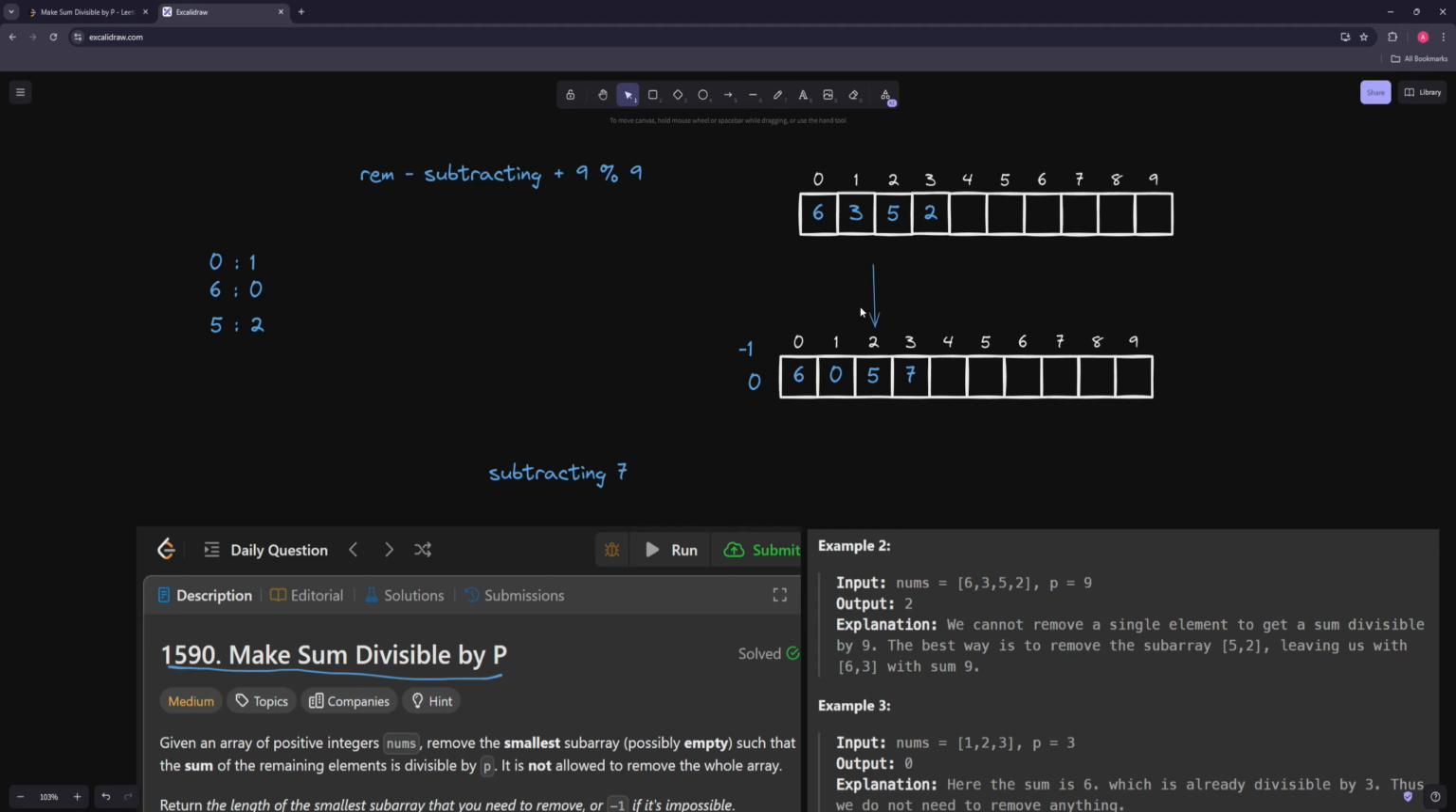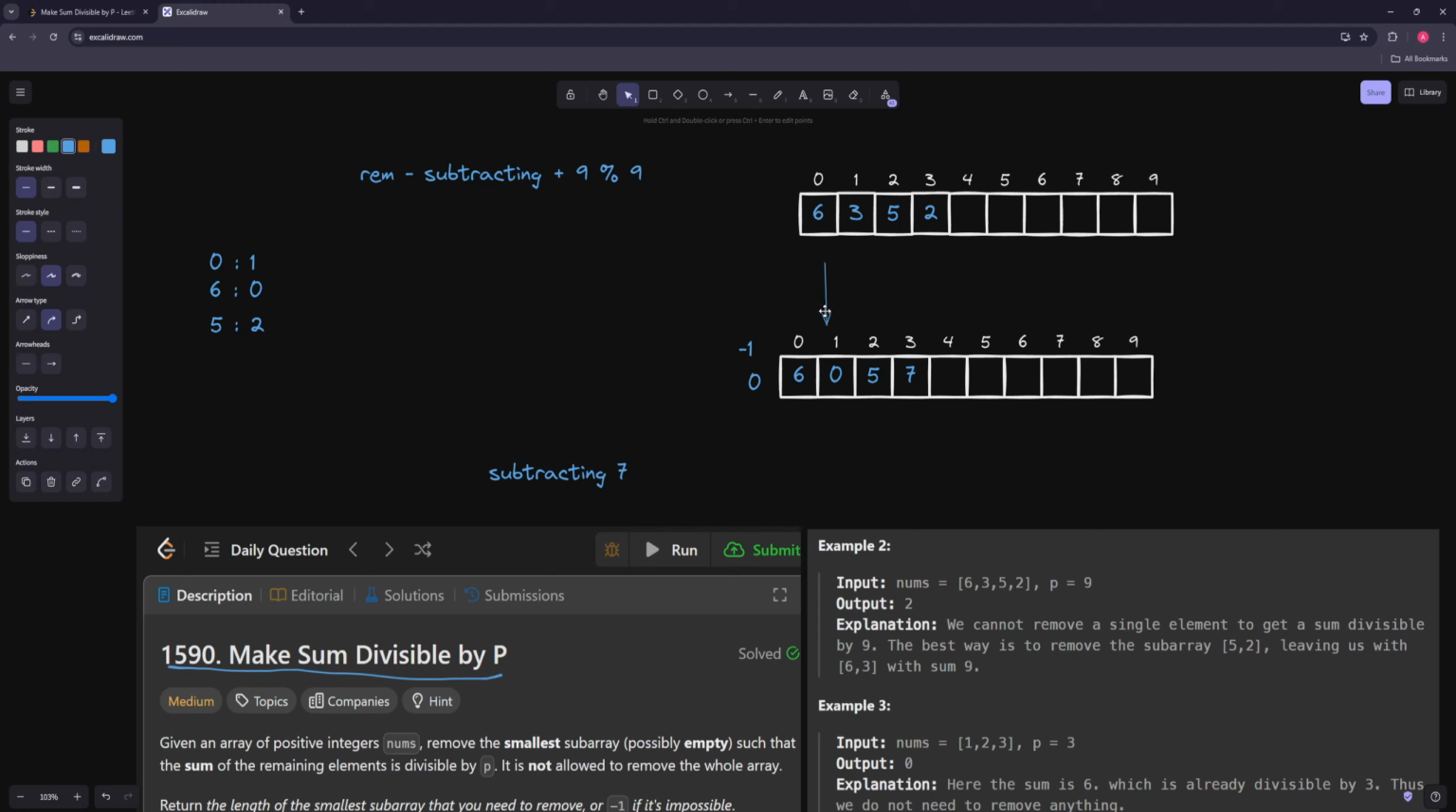And keep going. And if you never get a match, then you basically just return -1. Okay, so now we have a 7. We're subtracting 7 plus 9, so it's just 9 mod 9, which is 0. So we're looking for a 0. We do have a 0, which was at this index.